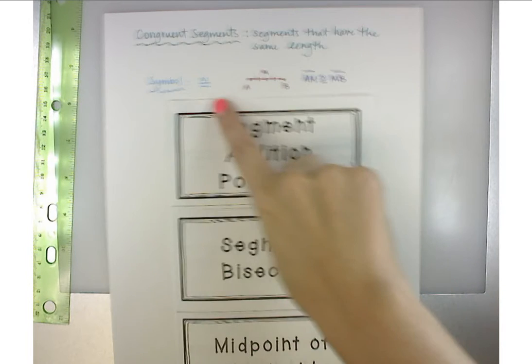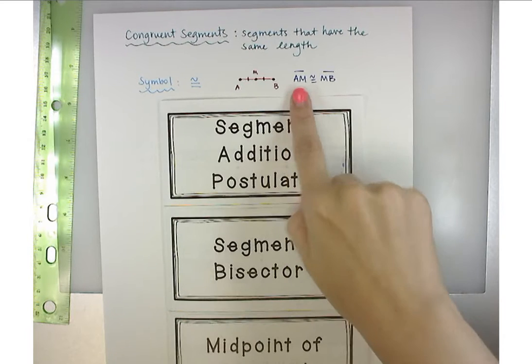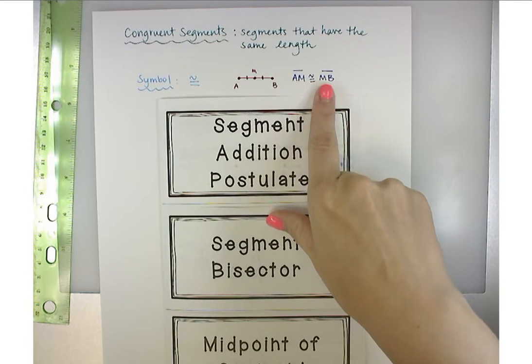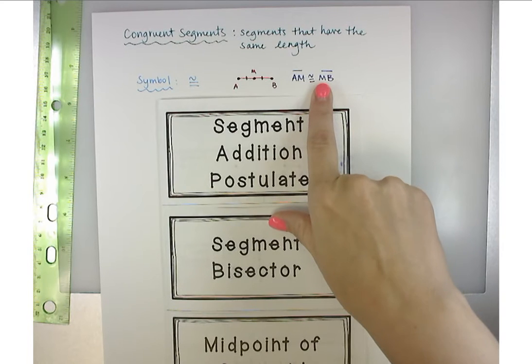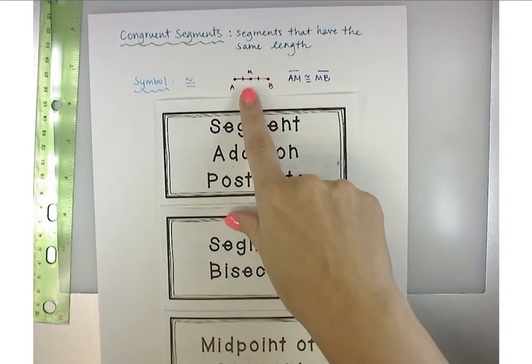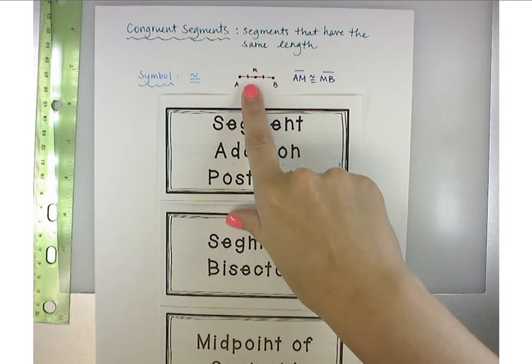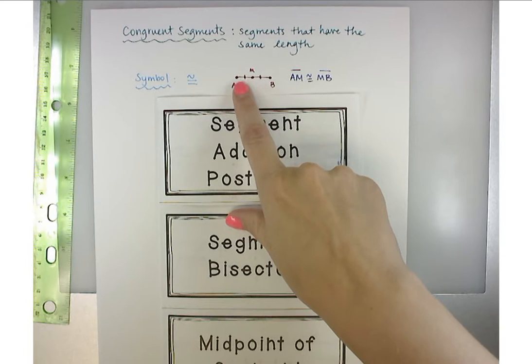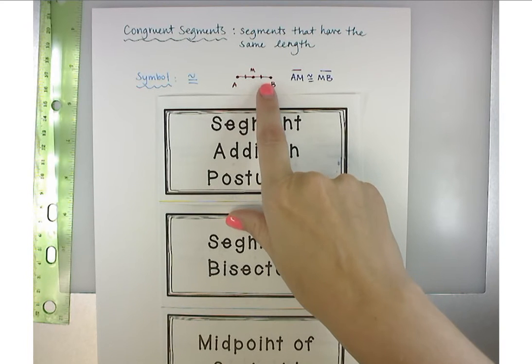So when you're writing that these two are congruent, notice how I made sure I kept my segment notation in there. So this means AM is congruent to MB. When you see it in a diagram, your diagram is going to have these tick marks. So this is going to show you AM is congruent to MB.